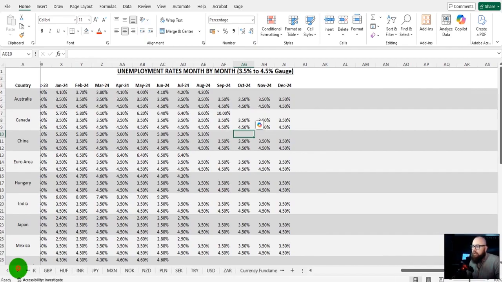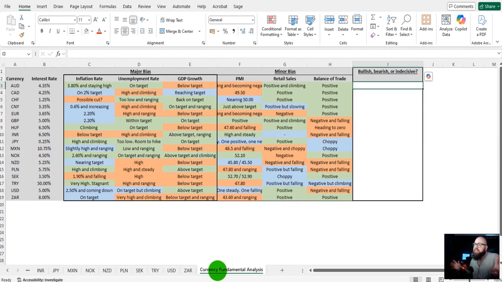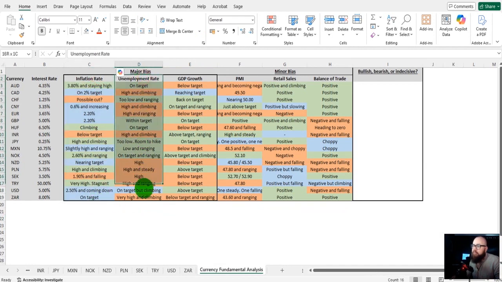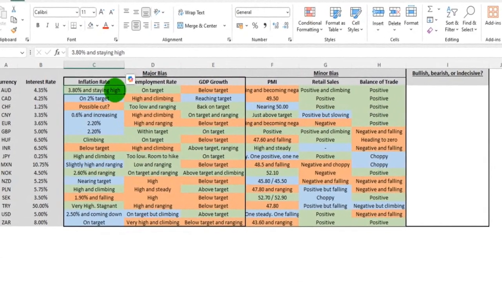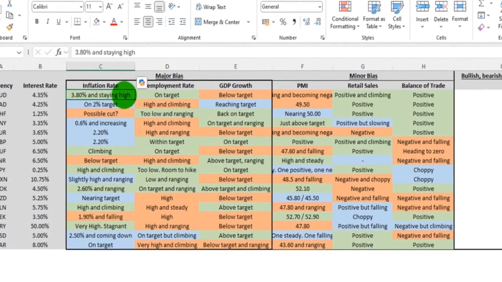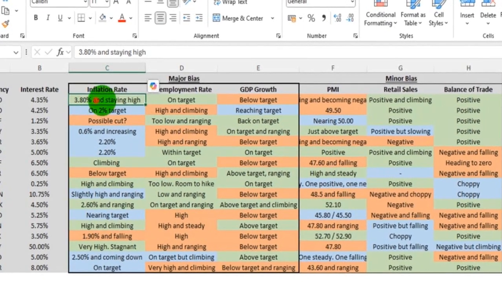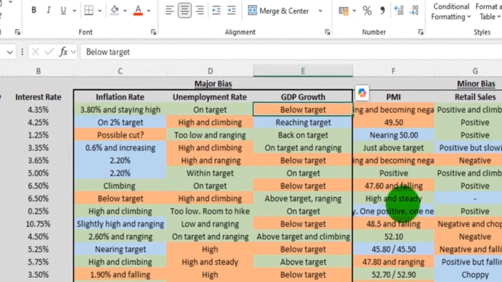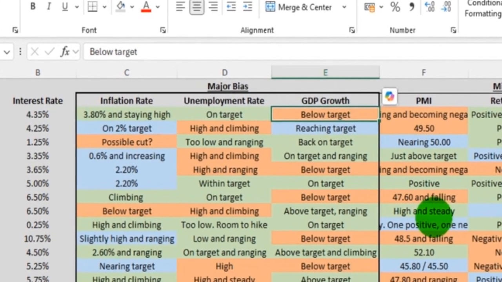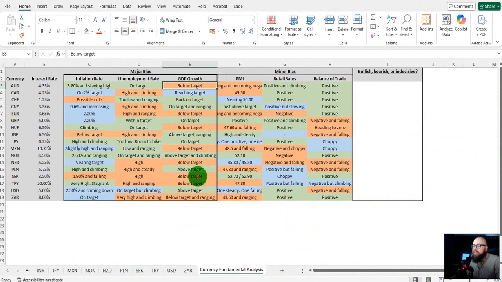Now, what you can do once you've looked at your charts is you can have some sort of summary, which is this last tab here. And you can see I have major bias here, and I have my inflation, my unemployment, and my GDP growth. And I'm just color coding these based on whether they will influence interest rates to hike, cut, or remain the same. So I have two greens here, which are two positives, meaning interest rates could go up. I have one red, GDP growth is below target. So that's an influence for cutting interest rates. And ideally, what you want to see is, say, red across the board or green across the board, which is then an obvious buy or sell for you.